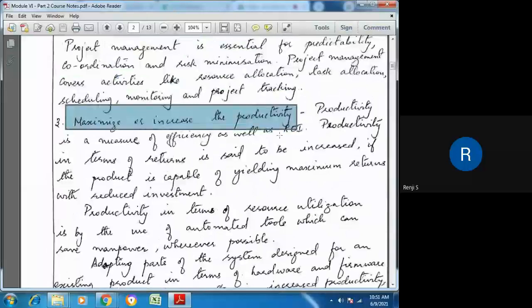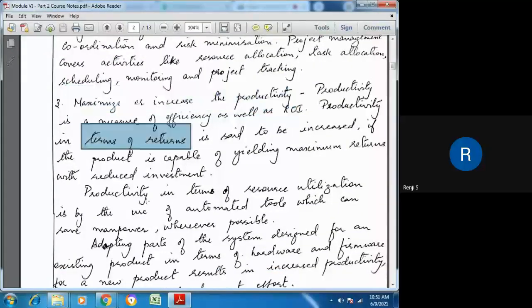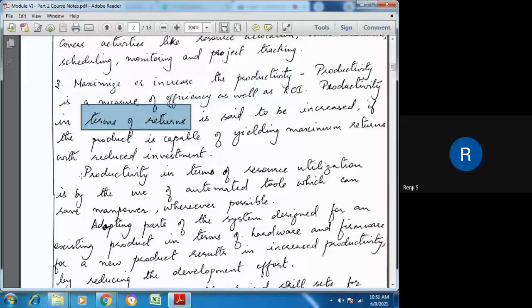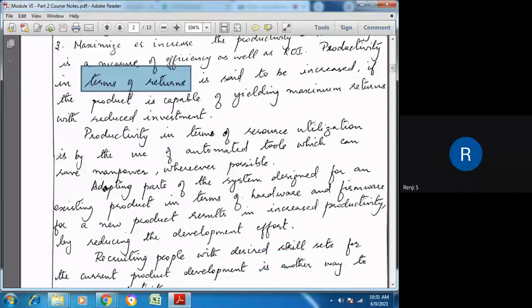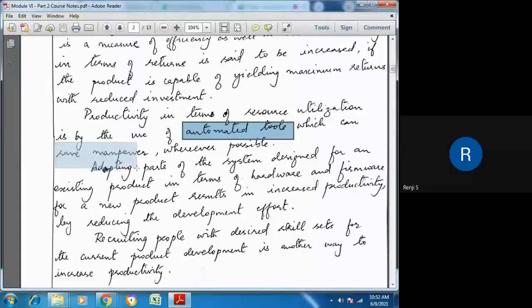Productivity can be increased by analyzing the returns that the product gives once it enters the market. If the returns are high, then the productivity is high. If the returns are less, then the productivity is less. Another way to measure productivity is in terms of resource utilization. To make efficient use of resources, you can use automated tools wherever possible and save manpower wherever possible.